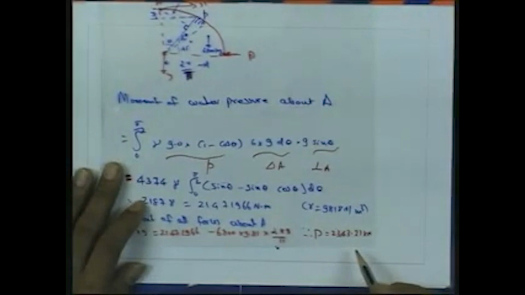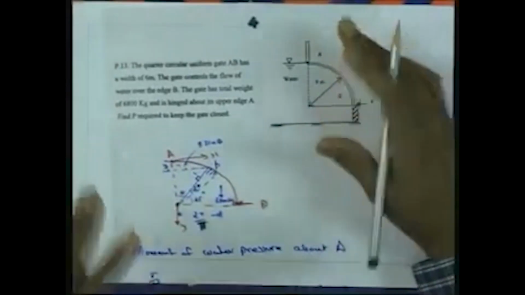In this case we can determine P as 2343.31 kilonewton. So like this we can consider all the forces acting on the gate: the water pressure from this side, the force which we have to keep the gate closed, that P, and the weight of the gate. Like this we can solve various problems to find the resultant force, center of pressure, and its various applications, as we have demonstrated in all these examples discussed here.